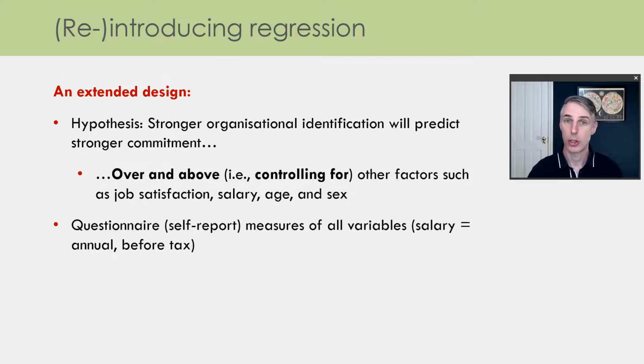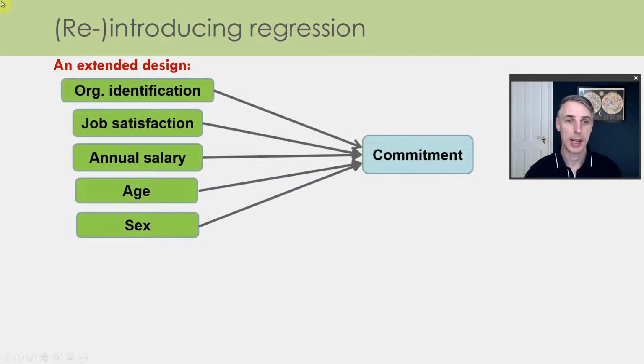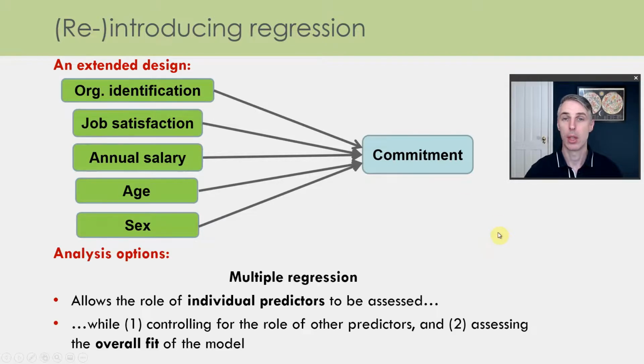So they took a questionnaire, self-report measures of all of the variables, salary assessed as annual salary before tax. And we noted that what they're interested in is whether identification will predict commitment while also taking into account or adjusting for these other things that might also predict commitment. And we noted their analysis option as being multiple regression, which allows them to test the role of individual predictors in explaining variance in commitment, while firstly controlling for the role of other predictors that might do so, and secondly while assessing the overall fit of the model in terms of variance explained, R squared, of the model.